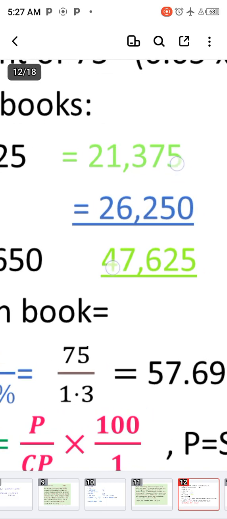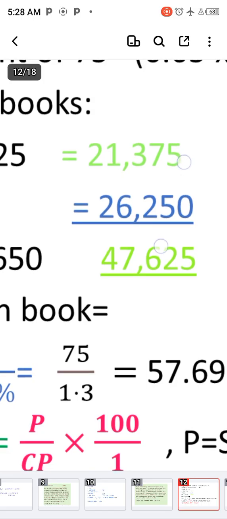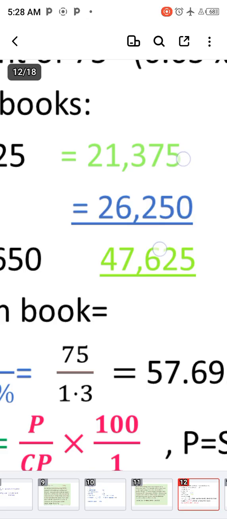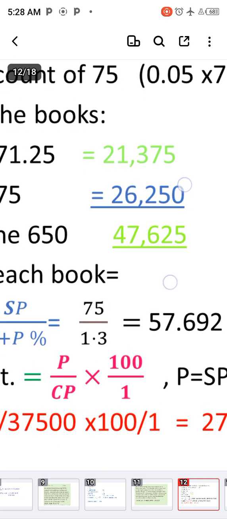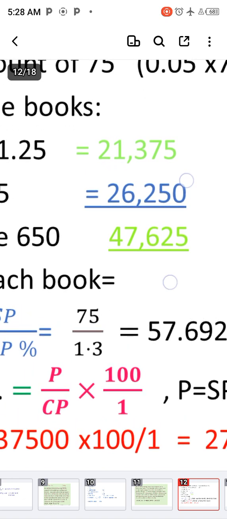which is 26,250 naira. So the total selling price is going to be the selling price of the 300 copies that was sold at discount, which is 21,375, and the selling price of the other 350 copies that was sold at 75 naira, which is 26,250. So the total selling price becomes 47,625 naira.